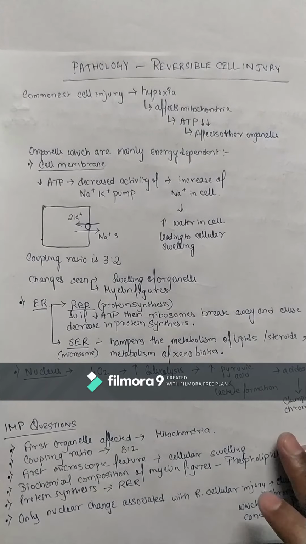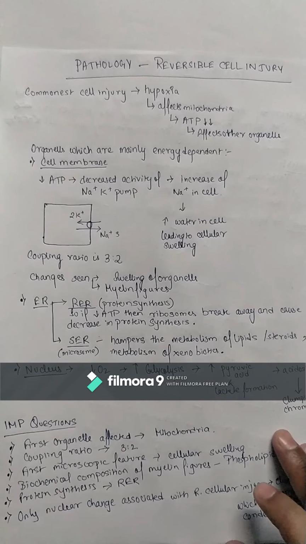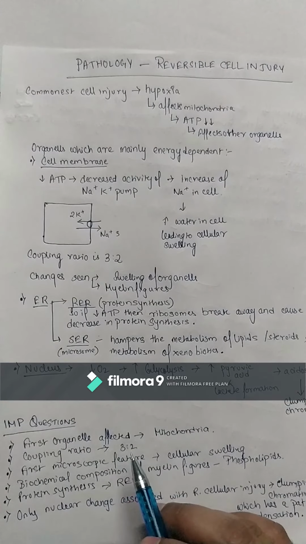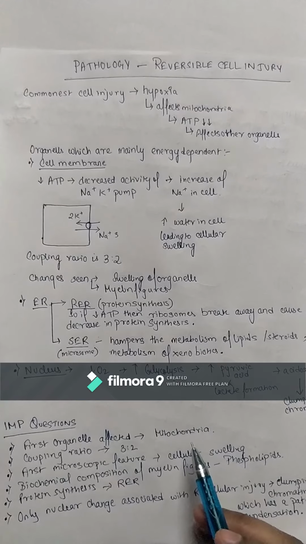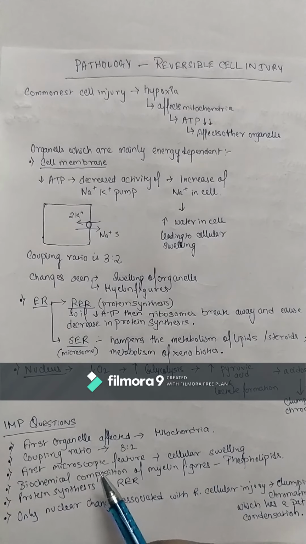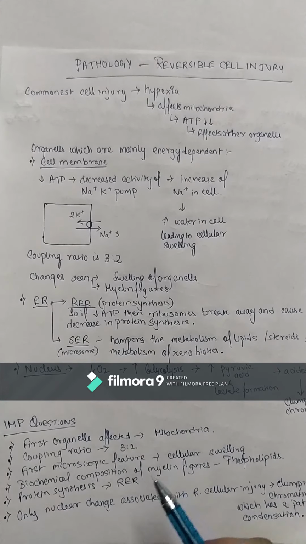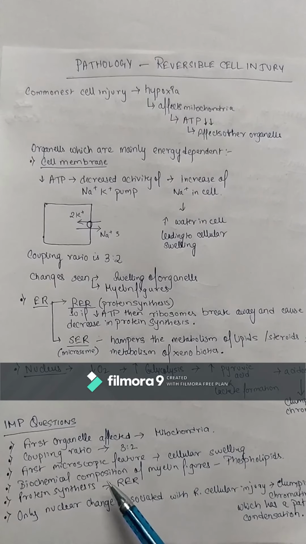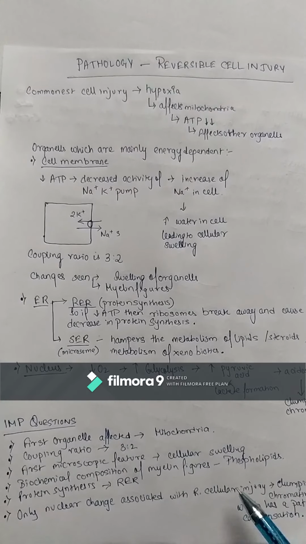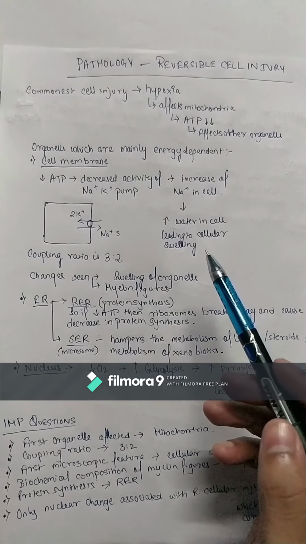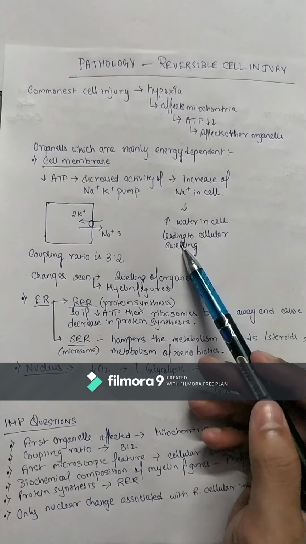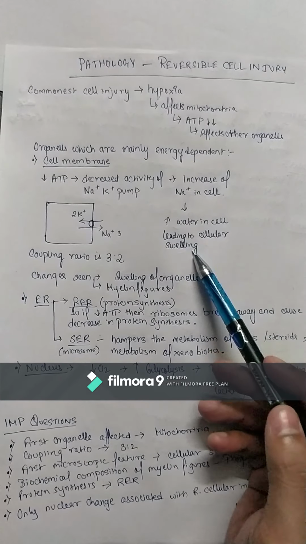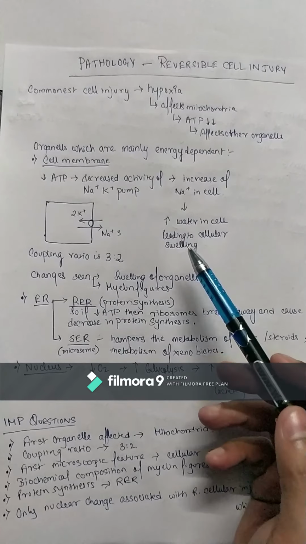So there are a few questions which need to be kept in mind. Number one is the first organelle affected, which is going to be mitochondria. Second is the coupling ratio, which is 3:2. Third is the first microscopic feature, which is cellular swelling. Over here we have seen that the water in the cell increases, which leads to cellular swelling. So this is the first microscopic change. It generally comes in the exams.